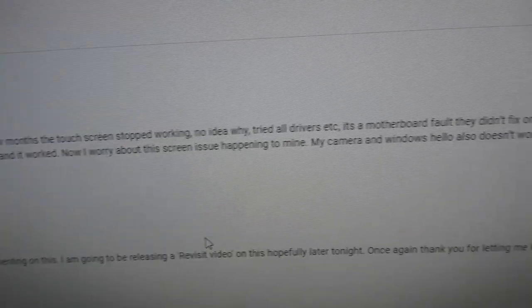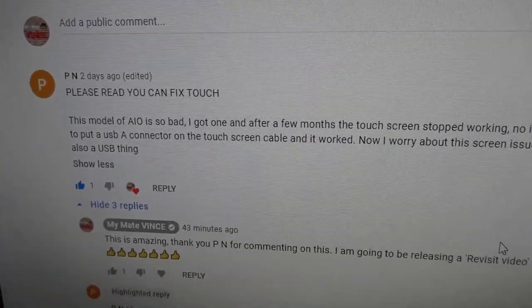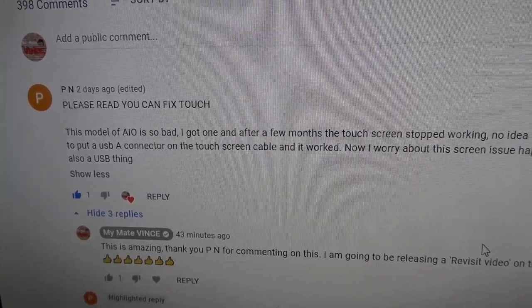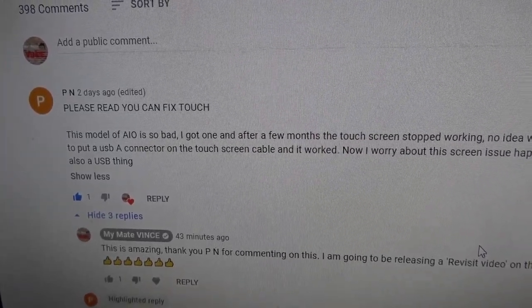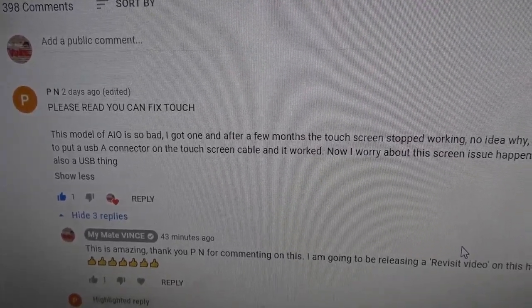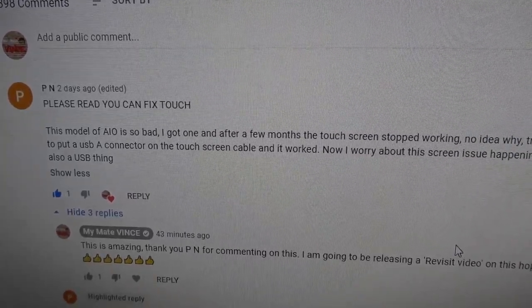And it says here, "My camera on Windows Hello also doesn't work." I think that is also a USB thing. And looking at the comments on the video that I did, a lot of people are saying that all three of those things are USB related. So I wonder whether or not it's the same thing on yours, where that chip is getting ridiculously hot. So yeah, interesting.